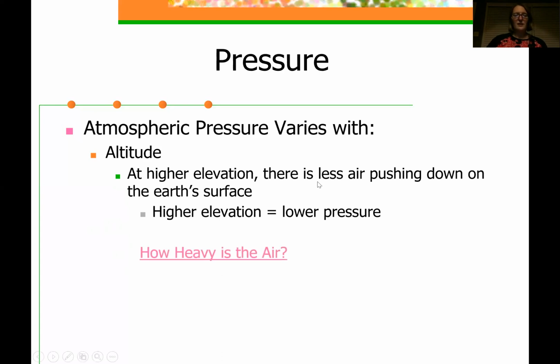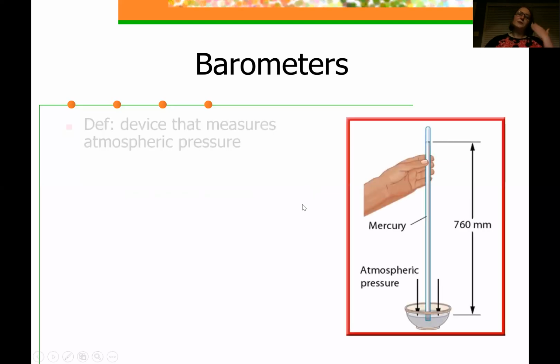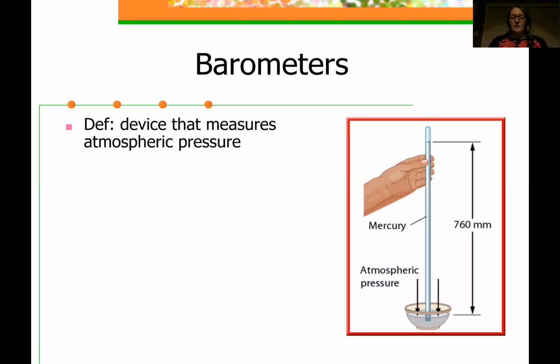And that's that video that you'll watch later that's on Canvas. So how do we measure atmospheric pressure? How do we know this number that we get? If you ever watch the Weather Channel or anything like that, you'll hear your meteorologist mention the air pressure is this number. Well, how do we get that number? Well, we use a tool called a barometer. And it's simply a device that measures atmospheric pressure.